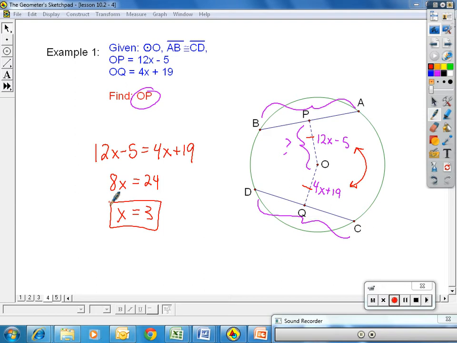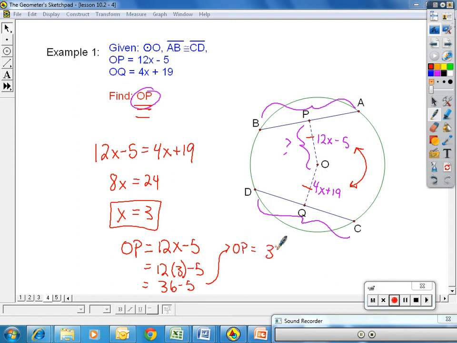Always go back and be sure you are answering the problem. OP. So I need to plug x back in for OP equals 12x minus 5. That is 12 times 3 minus 5. That is 36 minus 5. So OP must be 31 units. Nice example, pretty straightforward. Nice example, applying a theorem, writing an equation, and solving it. And that's a common model in a lot of the problems that we do.